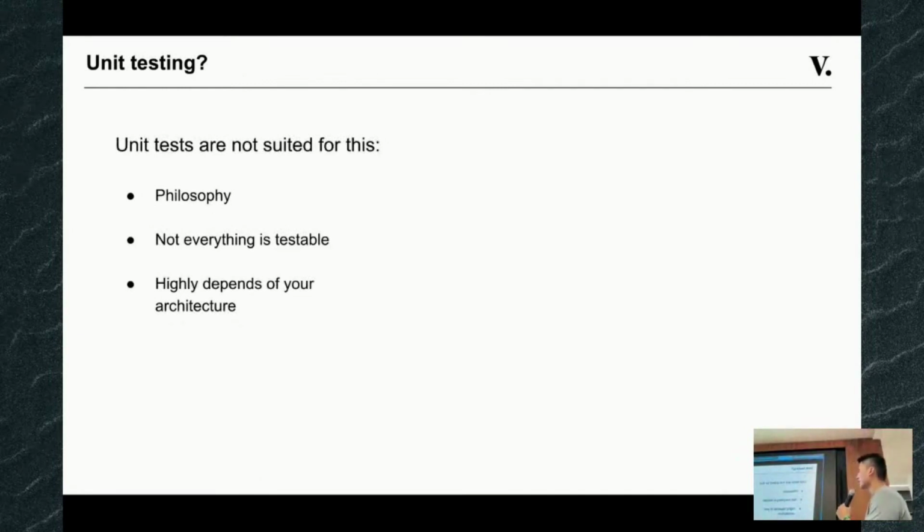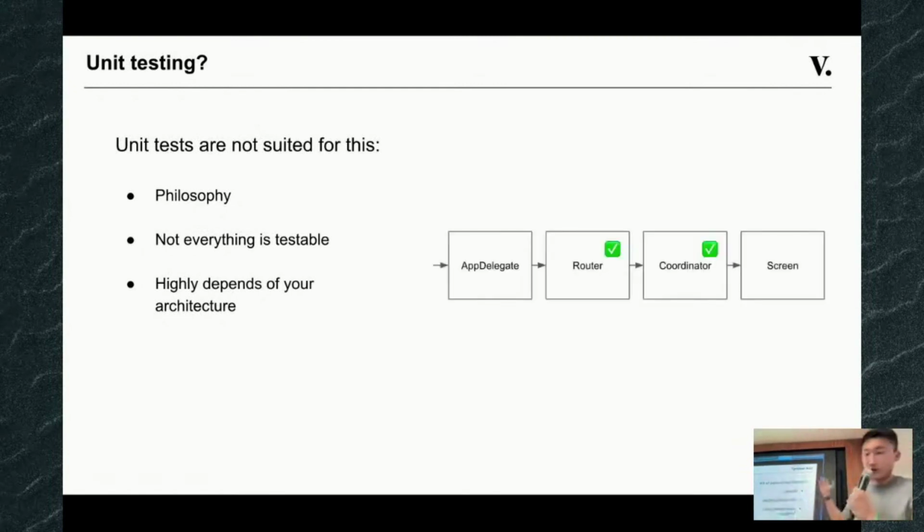When you do unit tests, you will test in isolation. Each component will be tested in isolation from each other. And of course, not everything is testable. And last but not least, it highly depends on your architecture. So if you have a very basic app that has just one screen, it will look something like this.